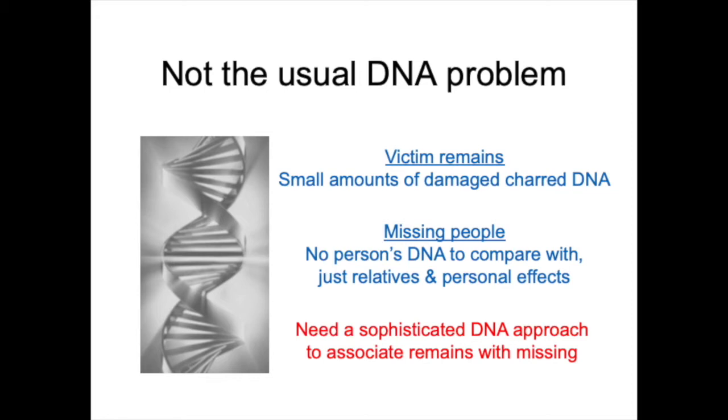And then the missing people don't make good DNA references because they're missing. There is no DNA from the missing person like you would have in a crime from a suspect or a victim. There's no DNA from that person that we can compare with. We do have their relatives, we do have personal effects, sweaters, toothbrushes, and so on. And so we need a much more sophisticated DNA approach to take the data that's being collected from DNA to associate the victim remains with the missing people.